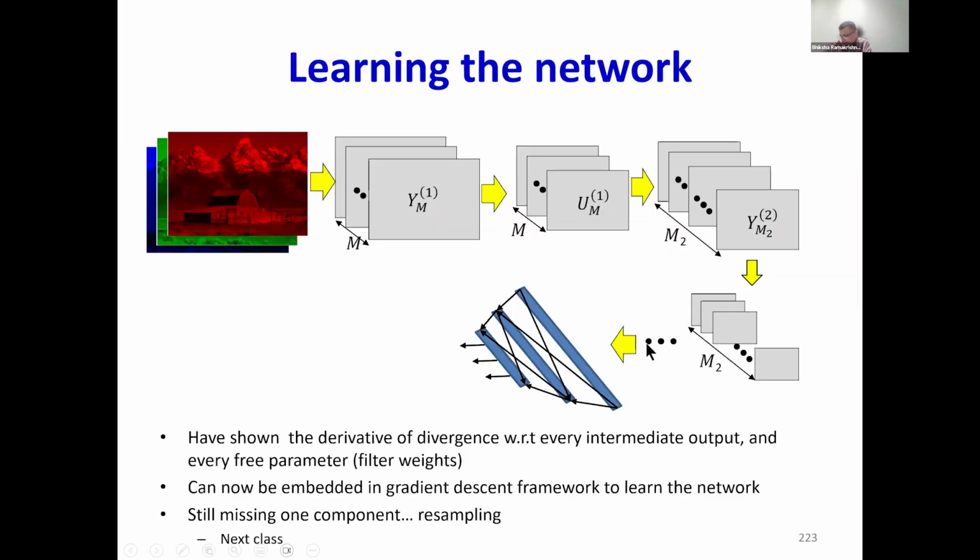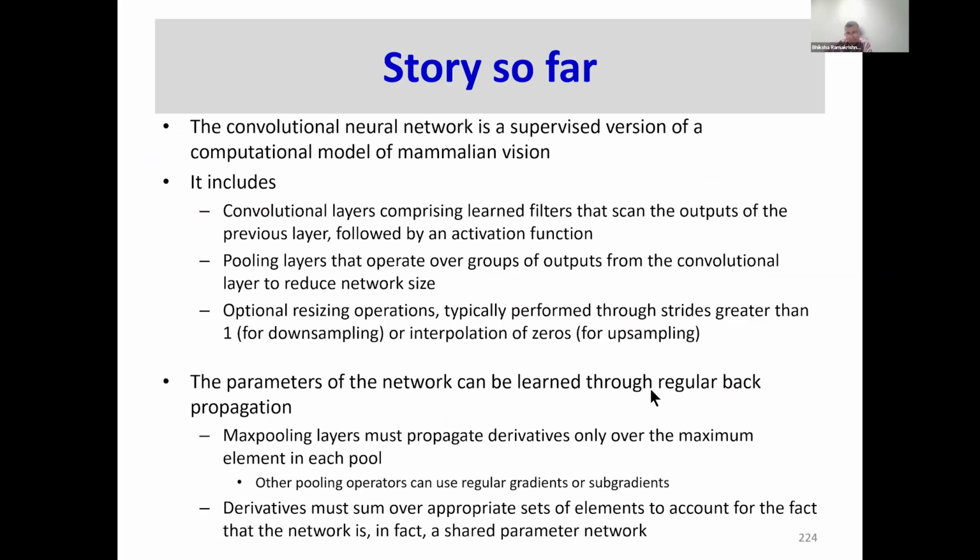Okay. And so we have shown the derivative of the divergence with respect to every intermediate output and every free parameter. This can be embedded in gradient descent to learn the network. And we're still missing one element, namely resampling. So I'll cover resampling in the next class. And so here is the story so far.